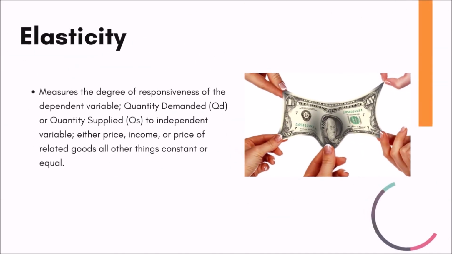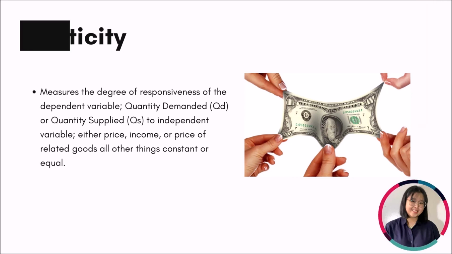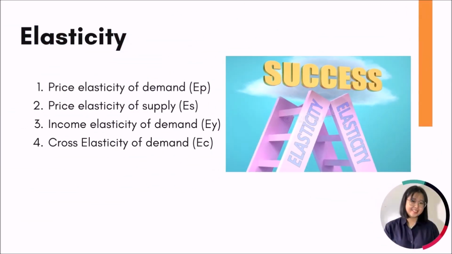Moving forward is elasticity. Just a reminder, this is only an introduction as I believe the next group are the ones who will be elaborating it more. So elasticity measures the degree of responsiveness of the dependent variable, which are the quantity demanded or the quantity supplied, to the independent variable, which are either price, income, or price of related goods, all other things constant or equal. Under elasticity are the concepts of price elasticity of demand, price elasticity of supply, income elasticity of demand, and cross elasticity of demand.